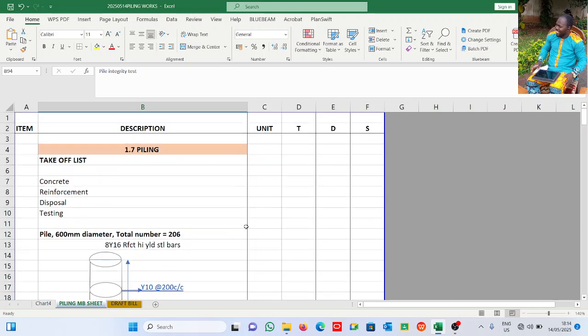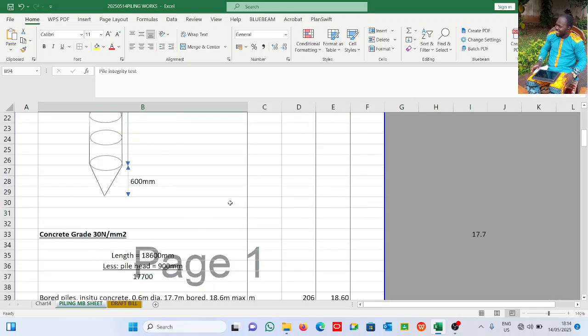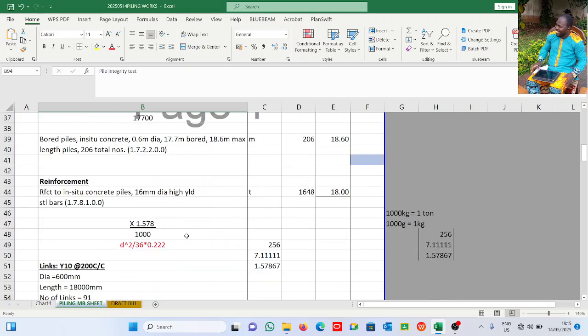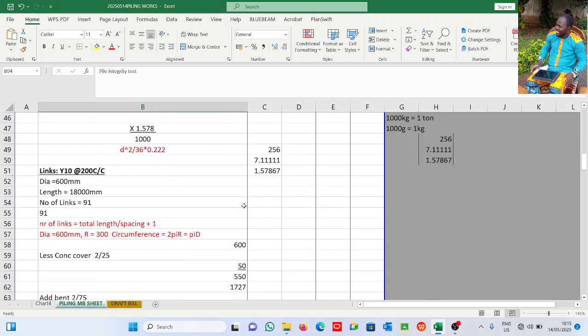Using the CESMM 4R. Now all these I've done here for civil engineering measurement. I think in the CESMM 4R it is a number item. Concrete is a number item. I don't know if reinforcement is inclusive, but it's a number item, which is way easier compared to what we have here.